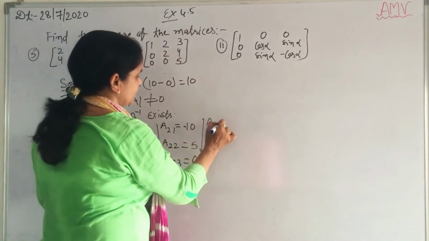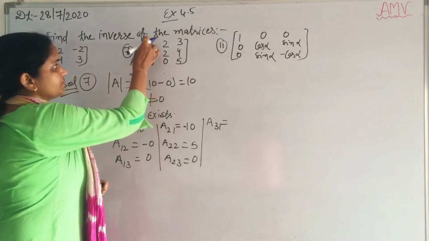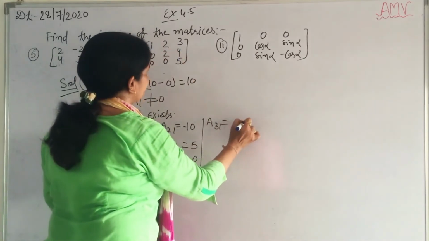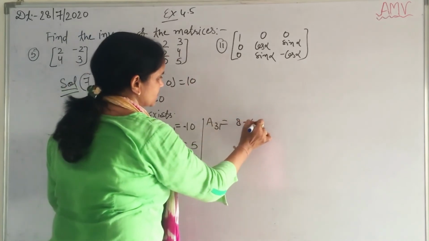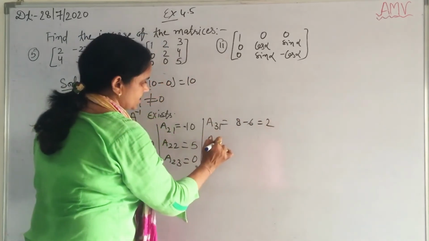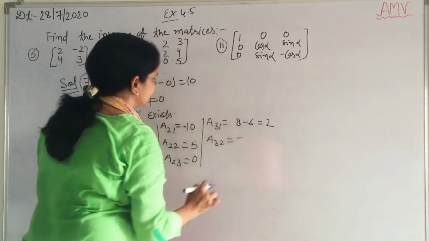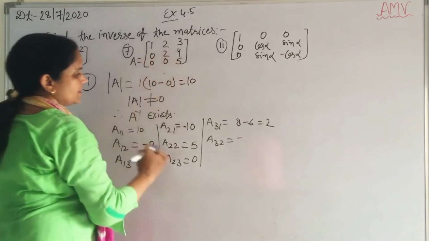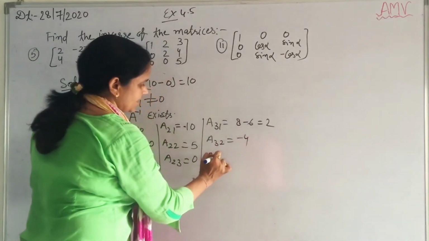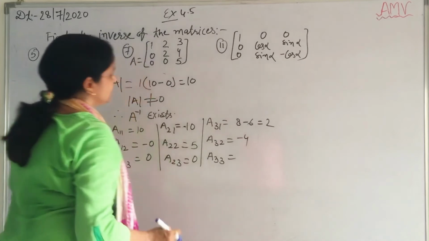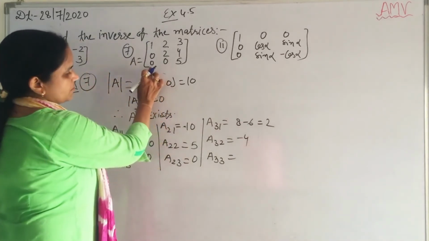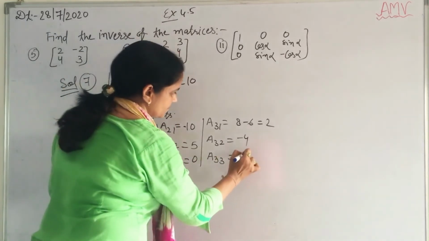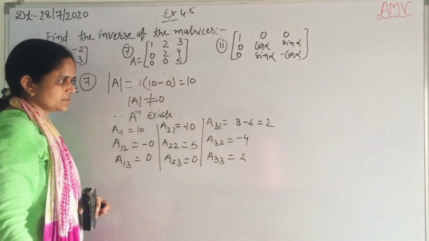Next A31. For A31 first column first row cancel. 4 2s are 8, and -3 2s are -6. It is 2. A32. First put the minus sign and then third row, second column cancel. 4 into 1, it's 4. And here A33. It's plus. Okay. Now third row, third column cancel. 2 ones are 2. Here 2 into 0, it's 0, students.